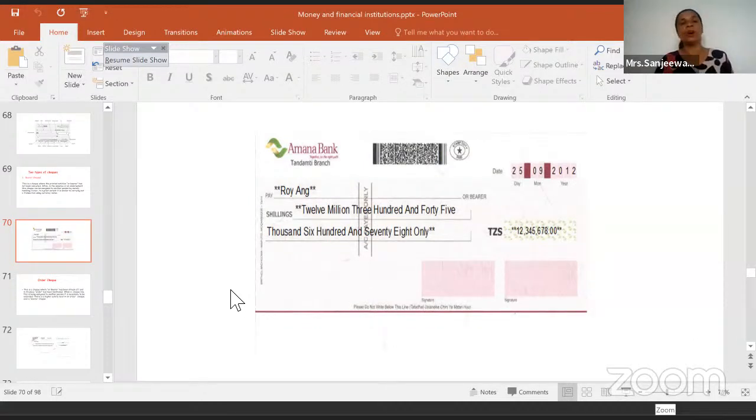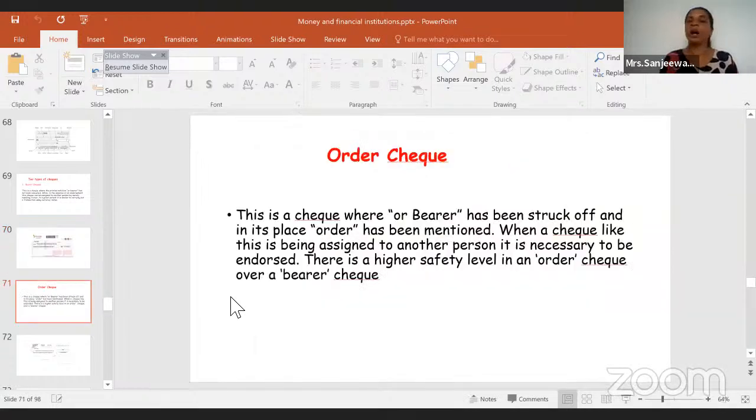Then the next one is the order check. What is an order check? This is a check where "or bearer" has been struck off. In place of "or bearer," that has been cut off, and instead "order" has been mentioned. When a check like this is being assigned to a person, it is necessary for it to be endorsed. What is endorsement? I'll be explaining that again. Endorsement is that you write your name, the same as you have written at the front, on the reverse side of the check. There is a higher safety level in an order check than a bearer check, okay? So if there is a question which is safer, an order check or a bearer check, the order check is safer.